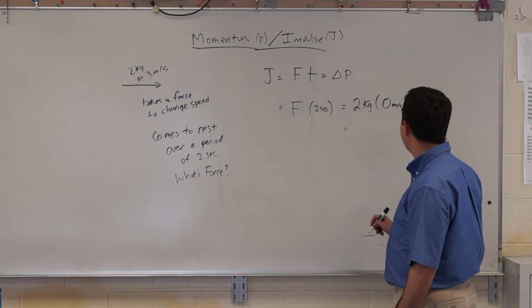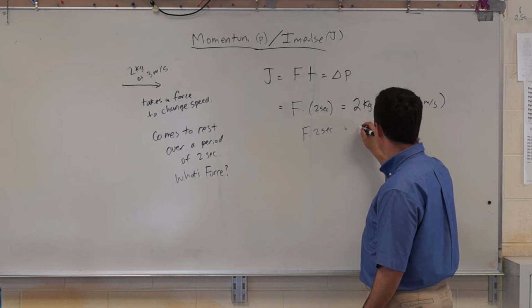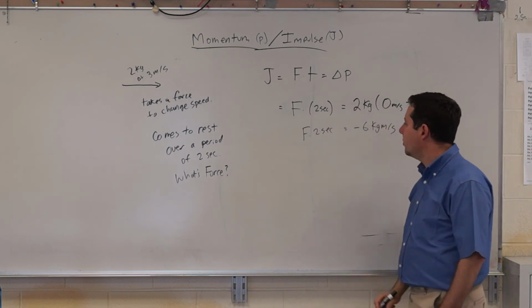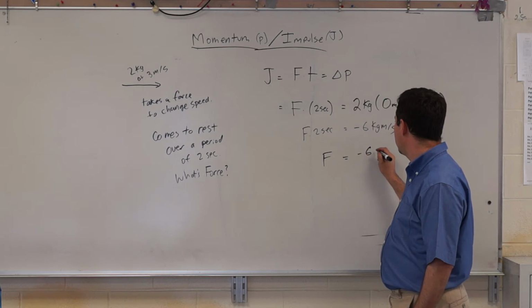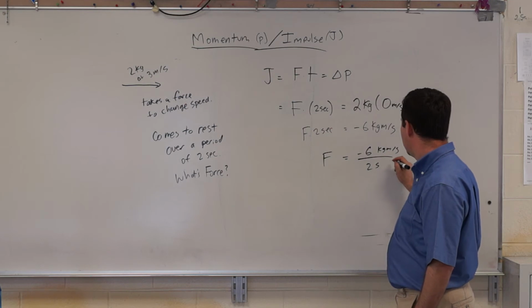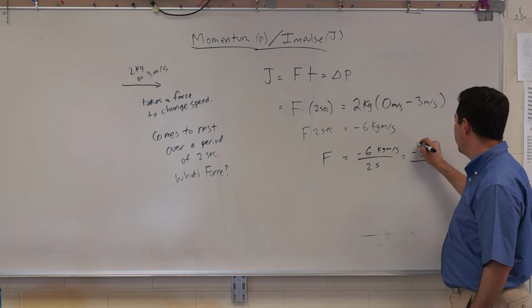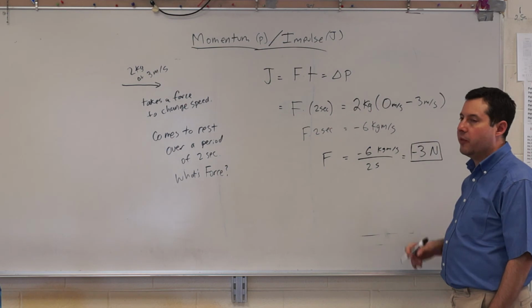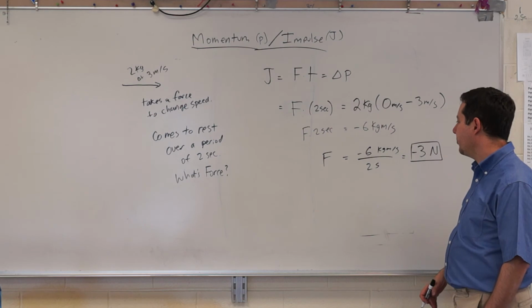So you end up getting force times 2 seconds equals -6 kilogram meters per second. So that would be your impulse, -6. And so your force would be -6 kilogram meters per second divided by 2 seconds. So you end up getting -3 newtons is your force. These kinds of questions, you're going to have force and time involved in them most often. There's a different class of momentum questions I'm going to talk about separately.